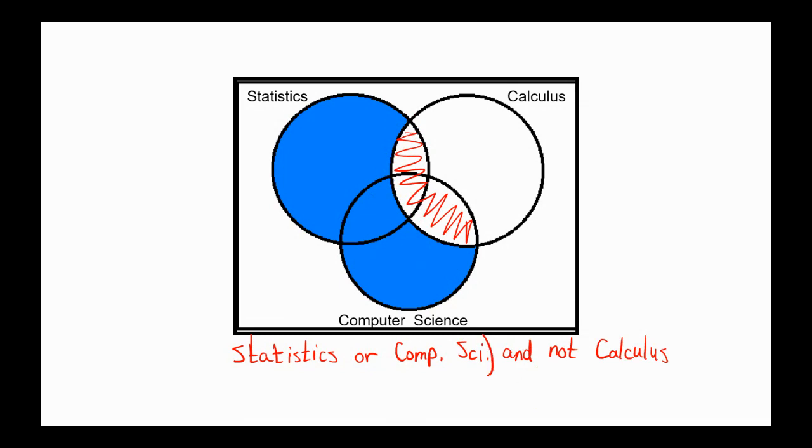Now, I'm going to have to put the first two in parentheses because I want to say everything statistics, everything computer science, and then do like we just did, go through at the end and say not calculus.